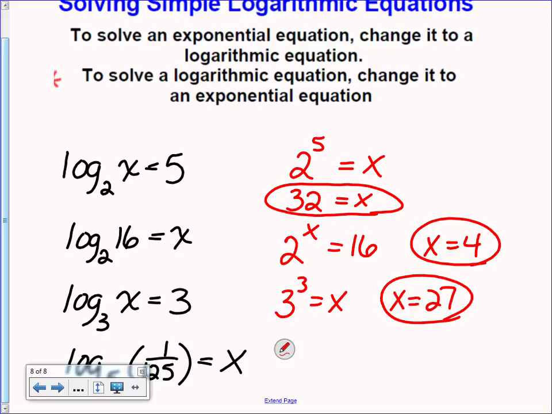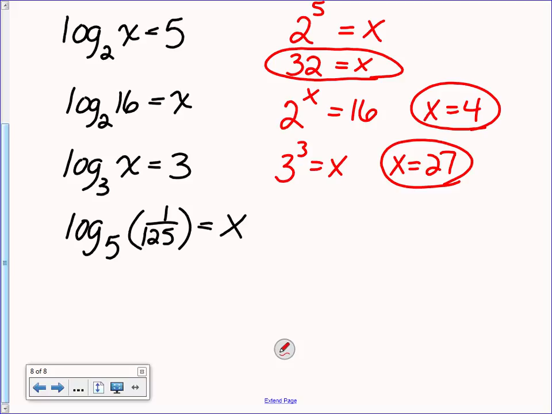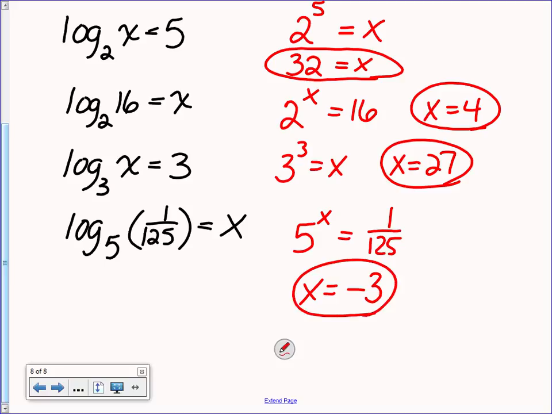All right, and then our last one, log base 5 of 1 over 125 equals x. That would become 5 to the x power equals 1 over 125. We know we're looking for a negative exponent because that'll flip it. And then think 5 to what power equals 125? Well, that is 3. So we get x equals -3.